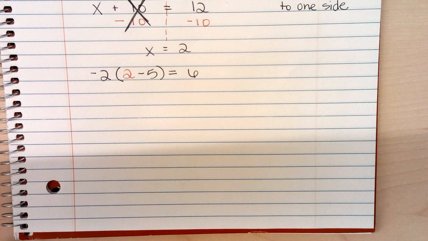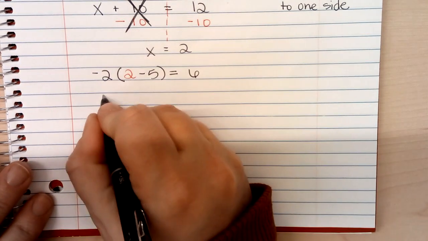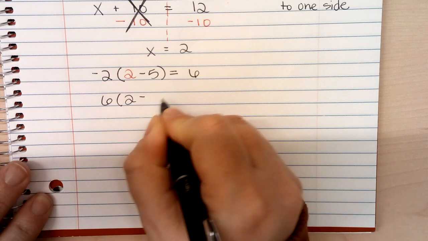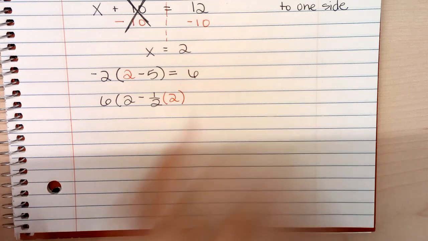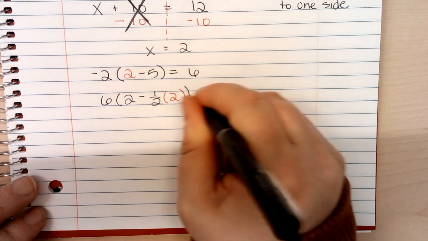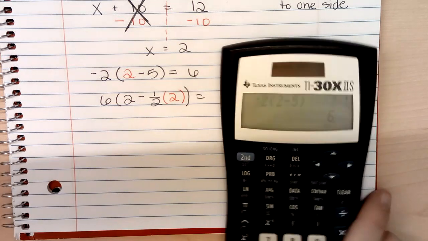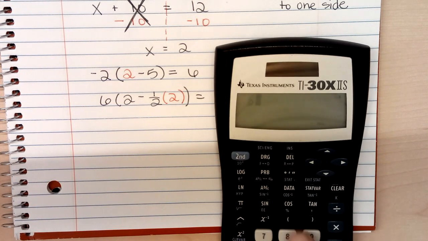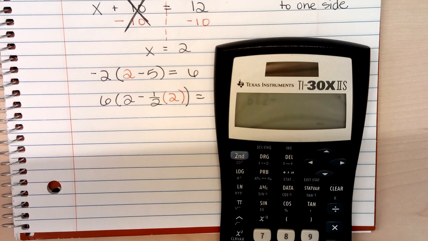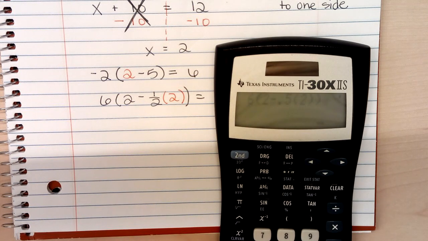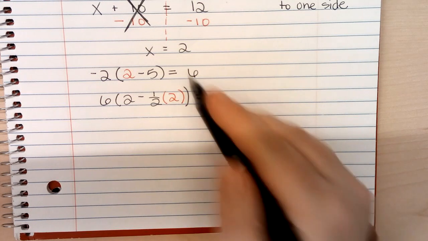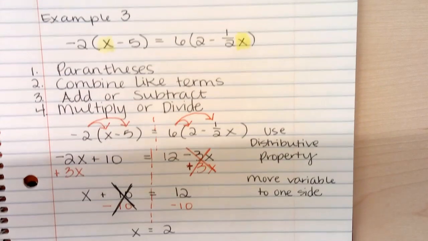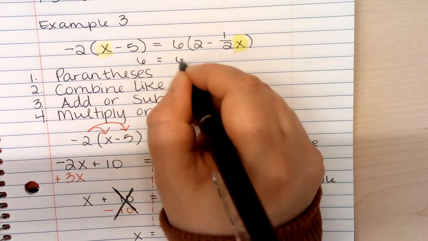Now I'm going to do the other side, which is 6 times 2 minus 1/2 times 2. I'm going to see what this equals. 6 parentheses 2 minus, I'm going to use 0.5 for the half and times 2, 6. So if both equal 6, I can go back up to my original. 6 equals 6. Check.